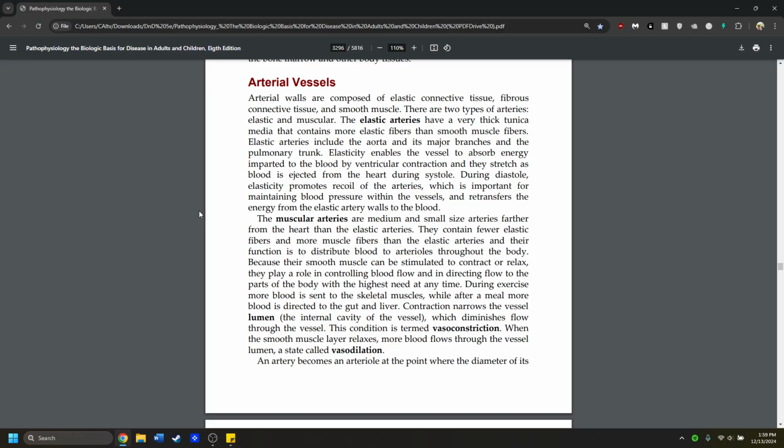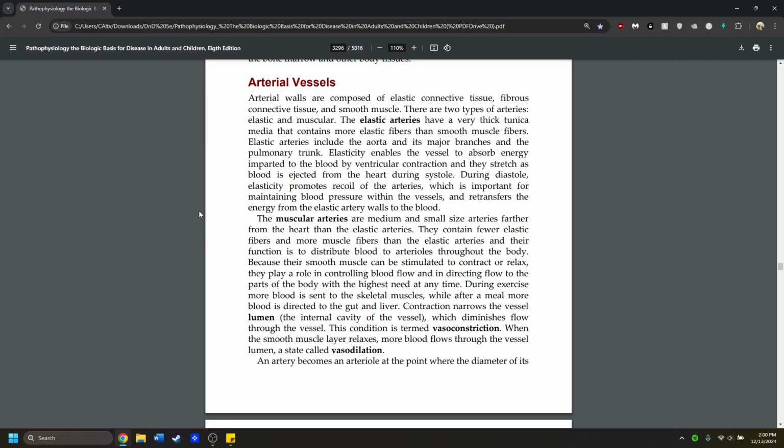whereas the muscular arteries are medium and small size arteries, farther from the heart than the elastic arteries. They contain fewer elastic fibers and more muscle fibers than the elastic arteries. Their function is to distribute blood to arterioles throughout the body.